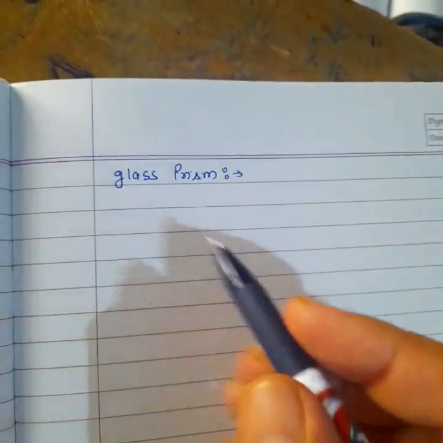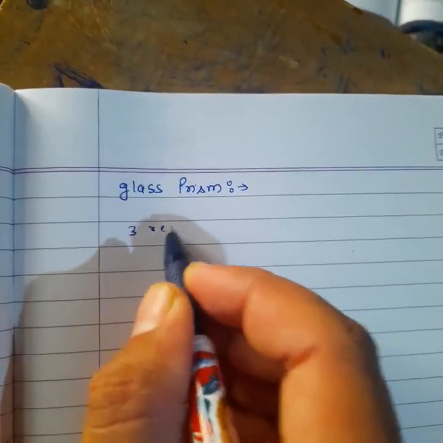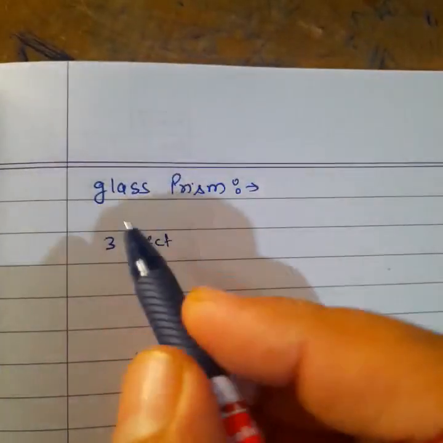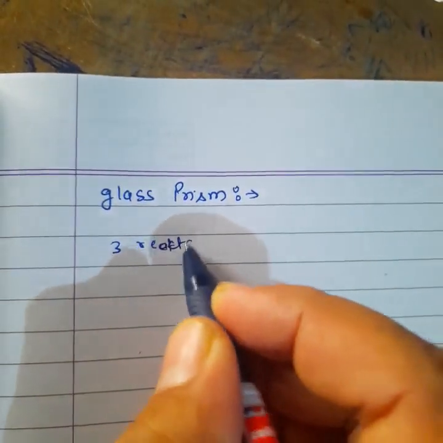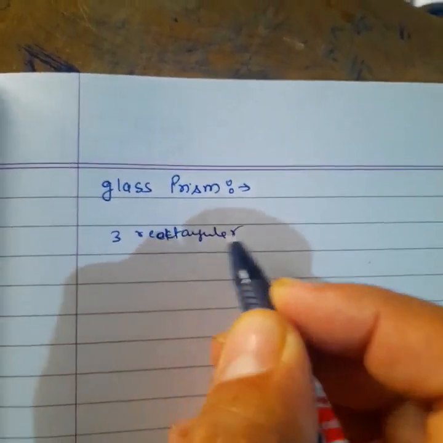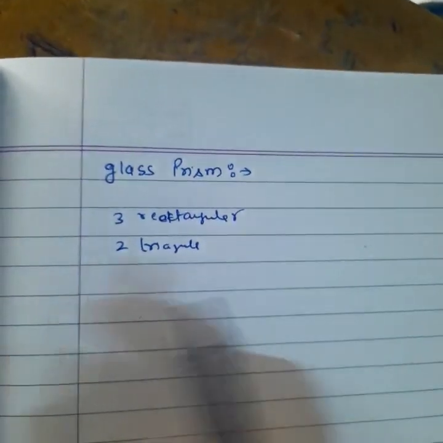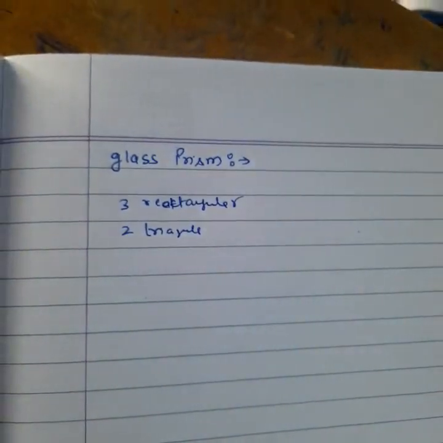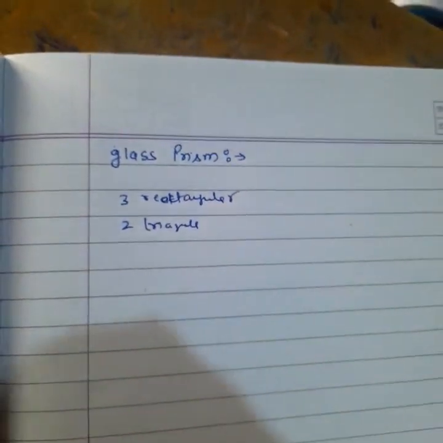Clear? So see, student, in the case of a glass prism we have three rectangular surfaces and two triangular surfaces. Three-dimensional geometry I'm not able to draw here, but one thing I'm telling: in the case of a glass prism, it has a triangular shape.